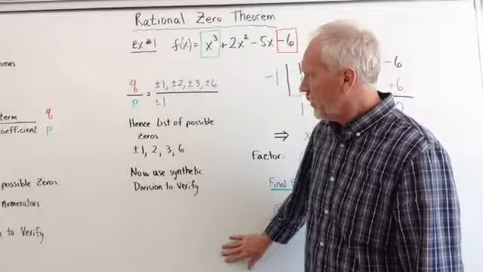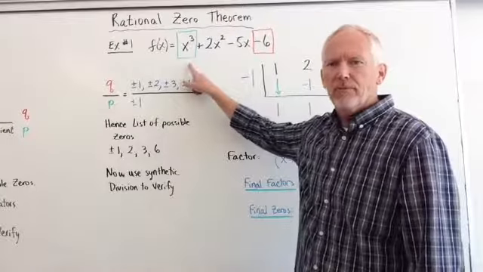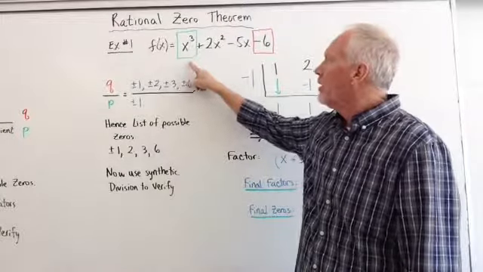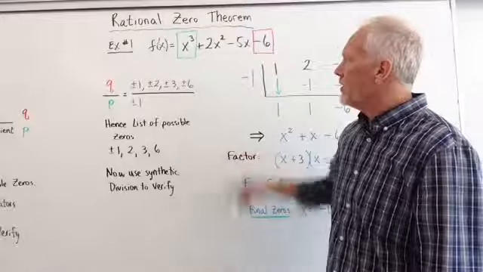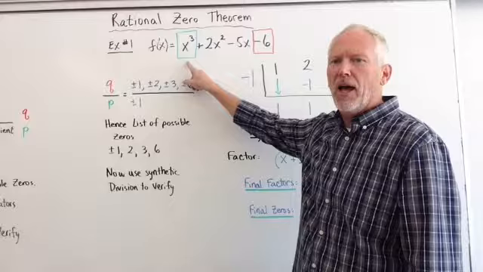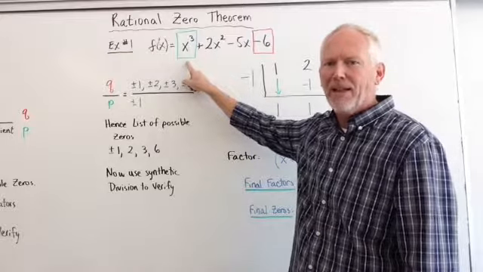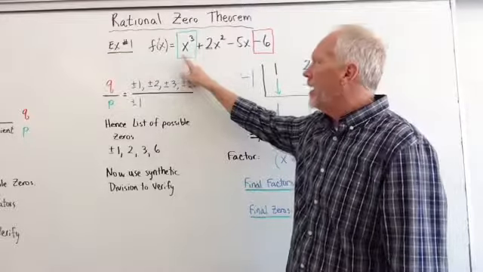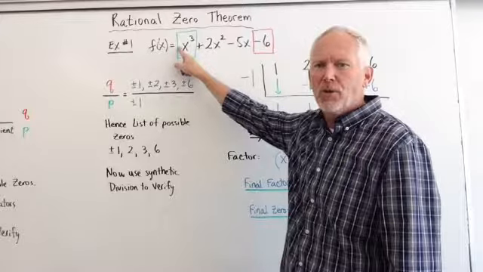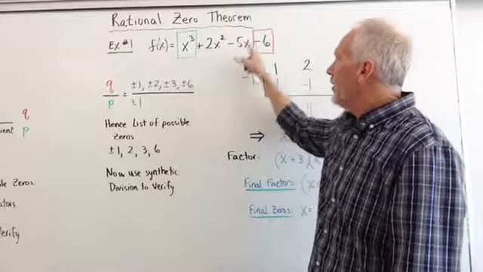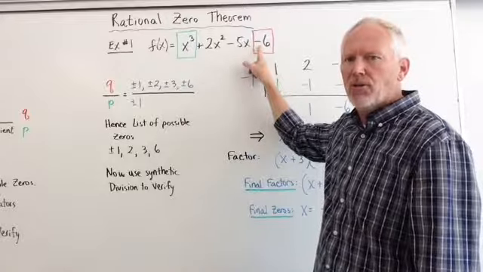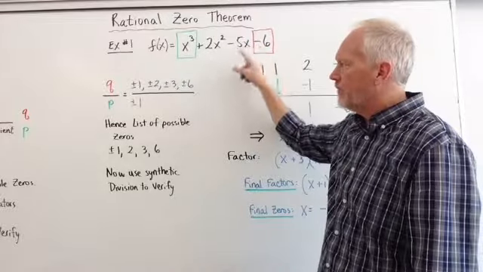Okay, so here we've got the function x cubed plus 2x squared minus 5x minus 6. I went ahead and put a big box around my leading term, and hence my leading coefficient would be 1. You don't see it there, but it's there. And then the last term, the constant term, is negative 6.